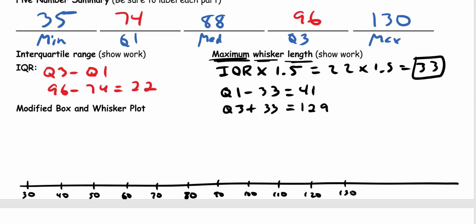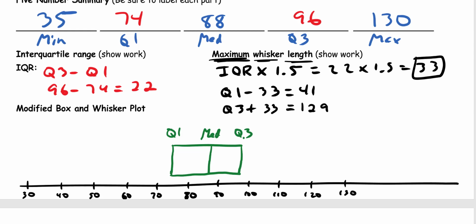What we're going to do is you always want to sketch Q1, median, and Q3 first, because that's your box. All right, so let's do that. Q1 is 74, so 74 is about right there. And the median's 88, so about right there, and Q3 is 96. So 96 is right there. There we go. There's the box. So let's label it Q1, median, and Q3.